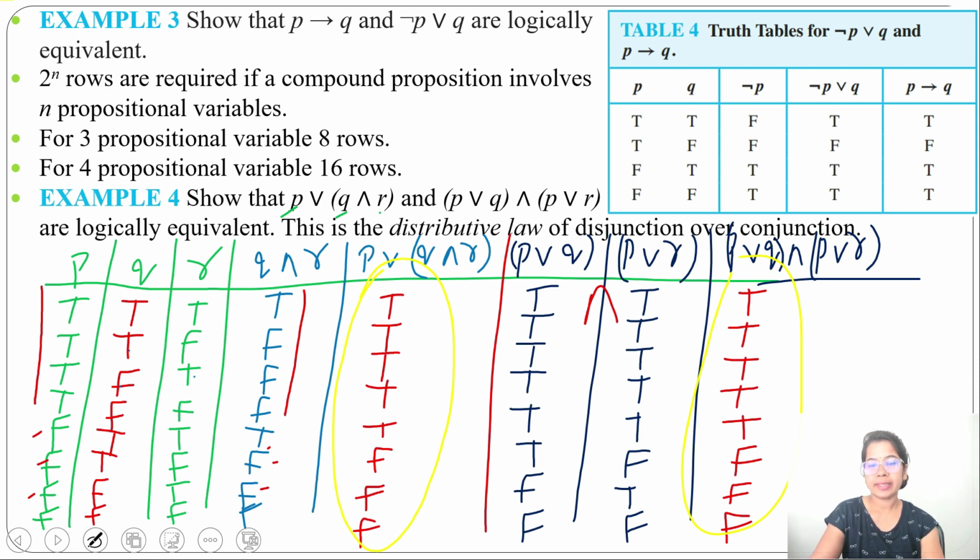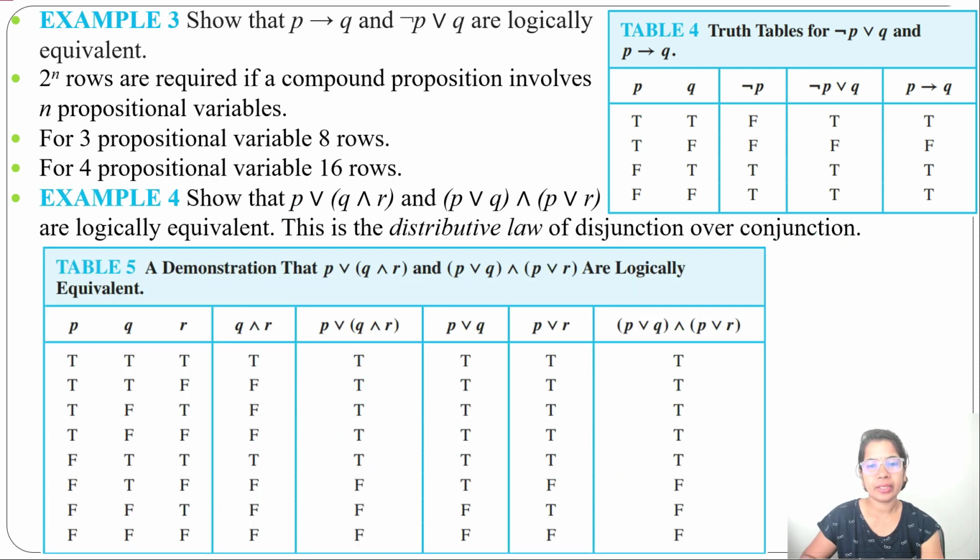It comes under the distributive law that P or (Q and R) is equivalent to (P or Q) and (P or R). Like this, you can create the truth table for checking whether two compound propositions are logically equivalent. In the next lecture, I will discuss some more logical equivalences.